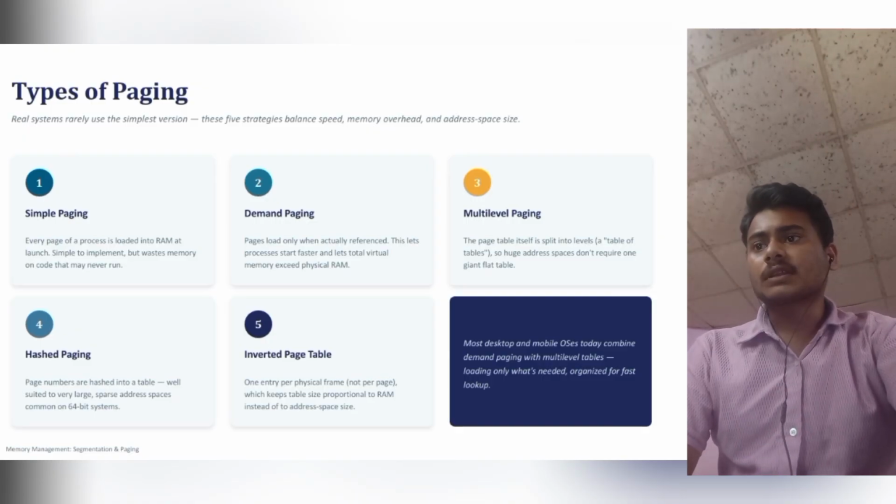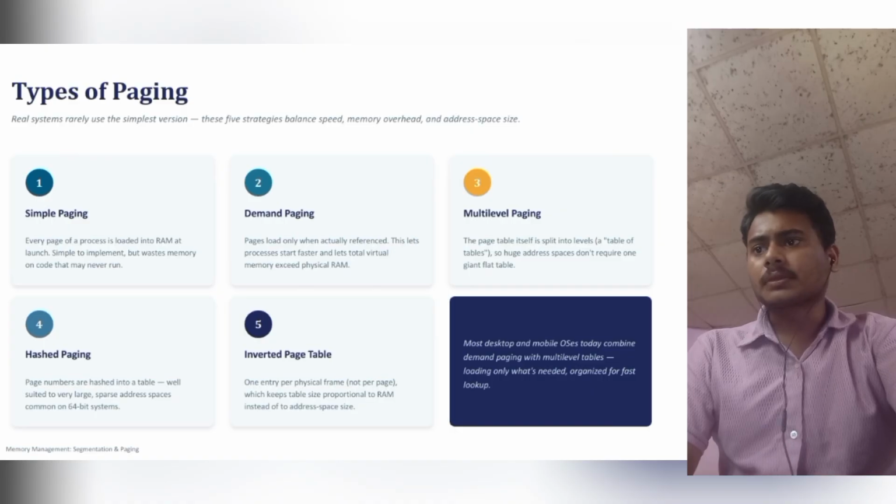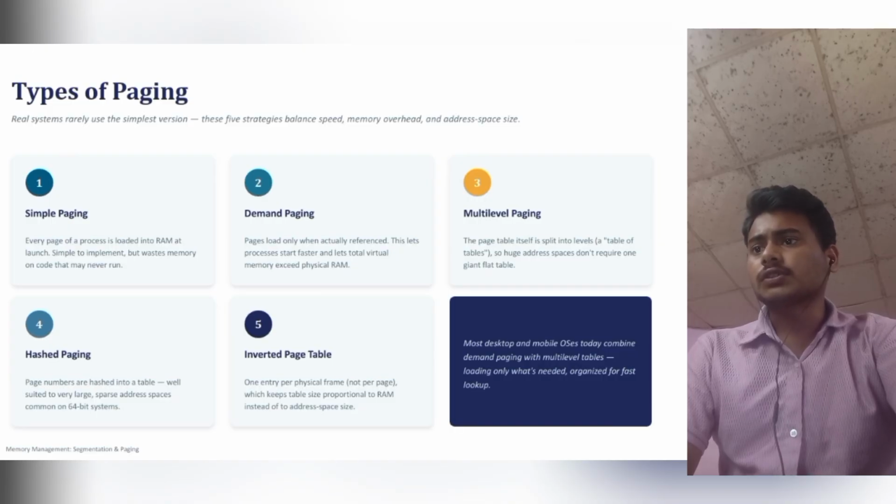Slide 11. Types of paging. Real computers rarely use the simplest form of paging. Here are 5 common types. Number 1. Simple paging. Loads every page right away. It's easy but it can waste memory. Number 2. Demand paging. Loads a page only when it's actually used. This makes programs start faster.